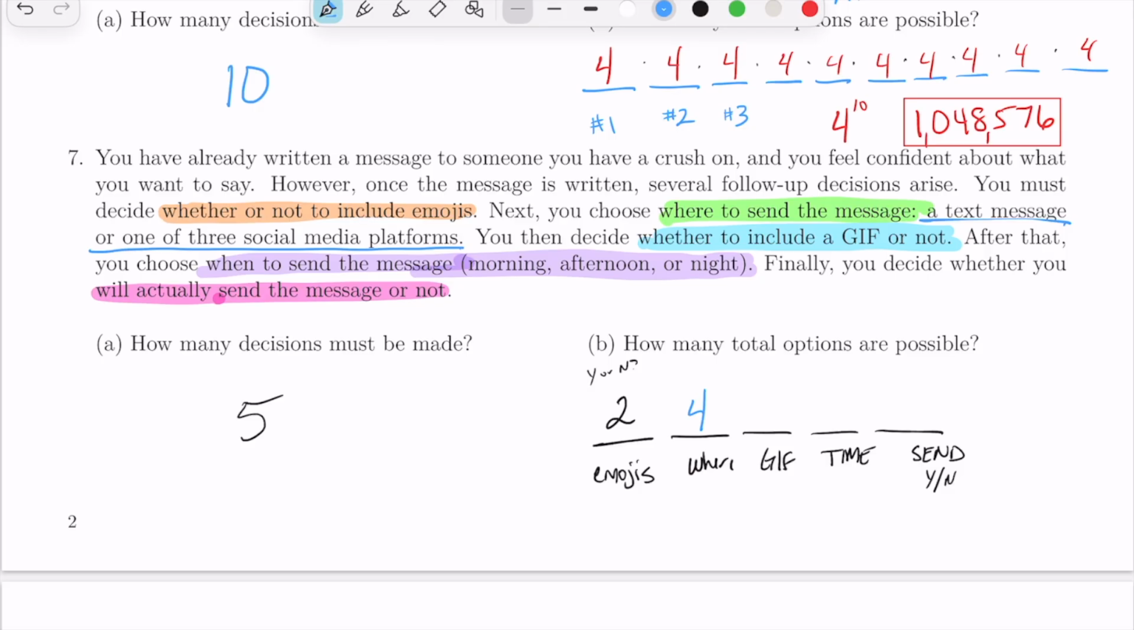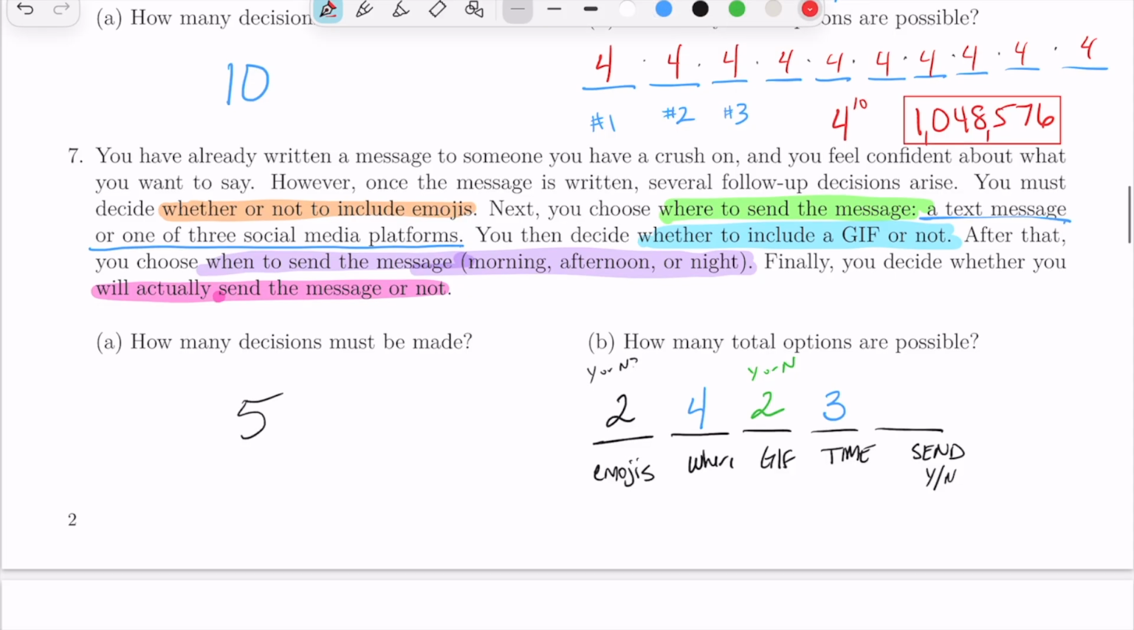I don't use any of them. Then we have to decide whether you're going to include a GIF or not. And again, this is a yes or no. So that means you have 2 choices. The time of day, there's 3 times of day that you could send it. And then lastly is whether or not you actually hit send.